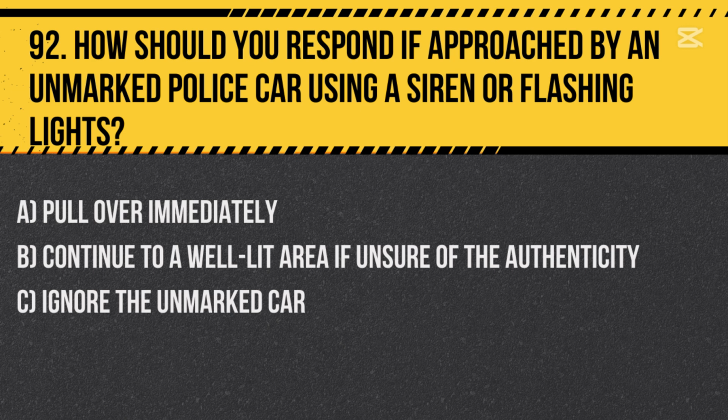Question 92. How should you respond if approached by an unmarked police car using a siren or flashing lights? A. Pull over immediately. B. Continue to a well-lit area if unsure of the authenticity. C. Ignore the unmarked car.